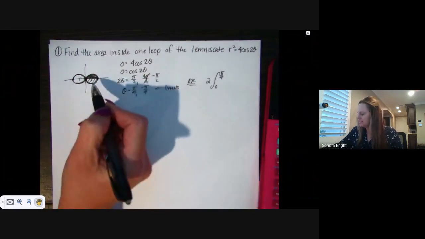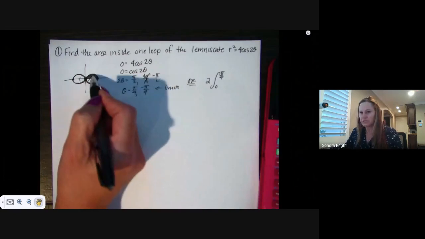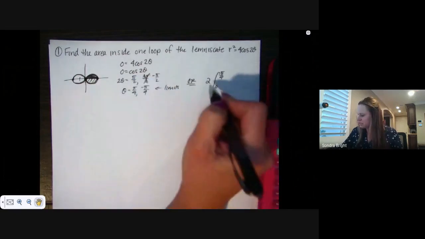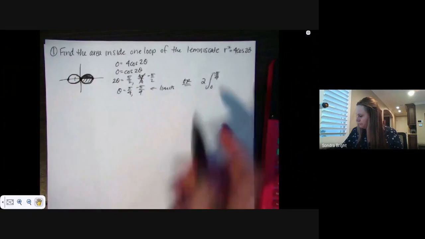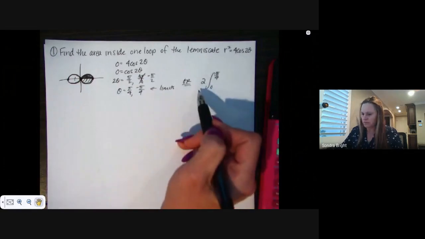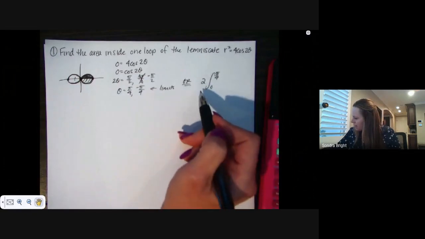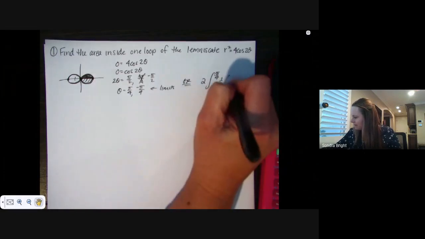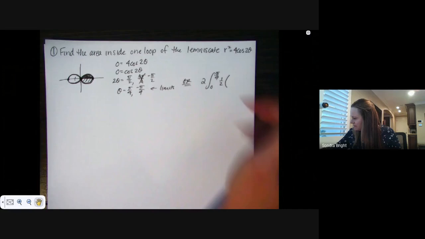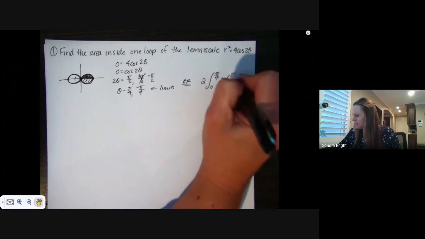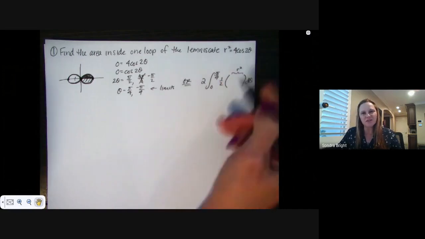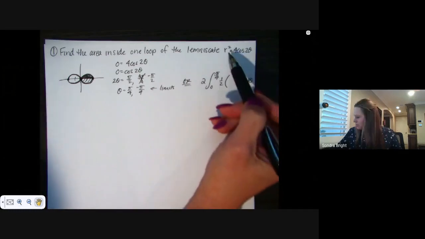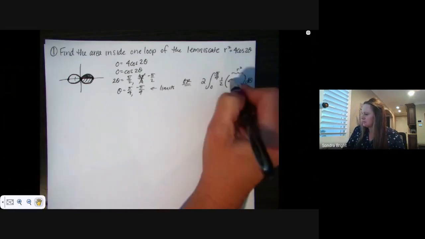So I say let's do this one. Yeah, we're going to do from 0 to pi over 4 and just double it. Hopefully that makes sense. And then it's the integral of 1/2 r squared d theta. And normally we square what's in the parentheses because normally they're just giving us r, but here they gave us r squared. So you don't square it this time. It's just that guy.